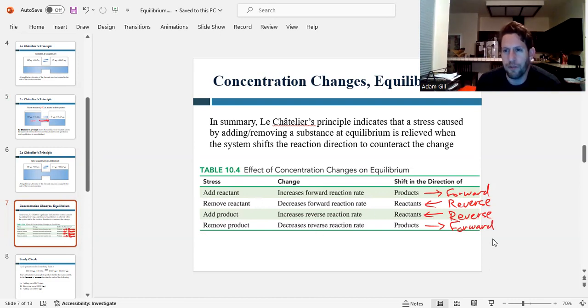And so these are the 4 different scenarios in which you can stress a system at equilibrium, and this is how it will respond. So think of it like the water tanks, right? If you add more water to one side, it's going to flow the other way. If you add more water to this side, it'll flow that way. Or if you drain water, it'll flow that way. If you drain water on this side, it'll flow correspondingly. So the system will always reestablish equilibrium.